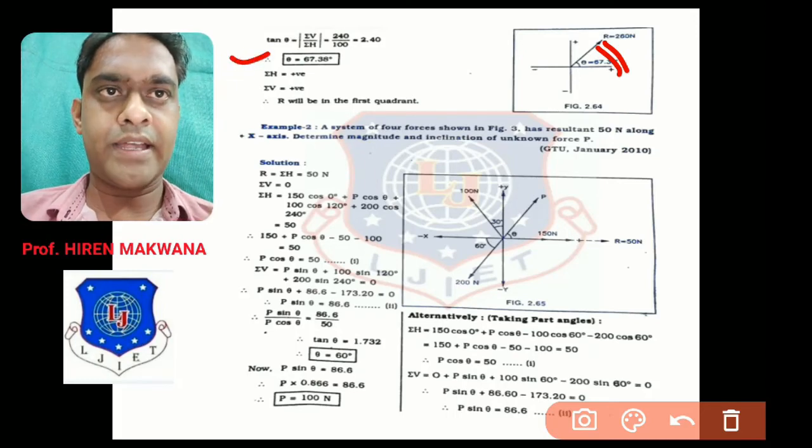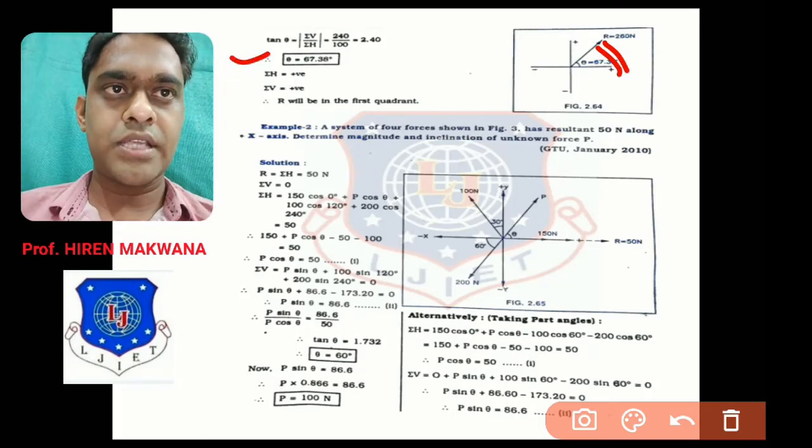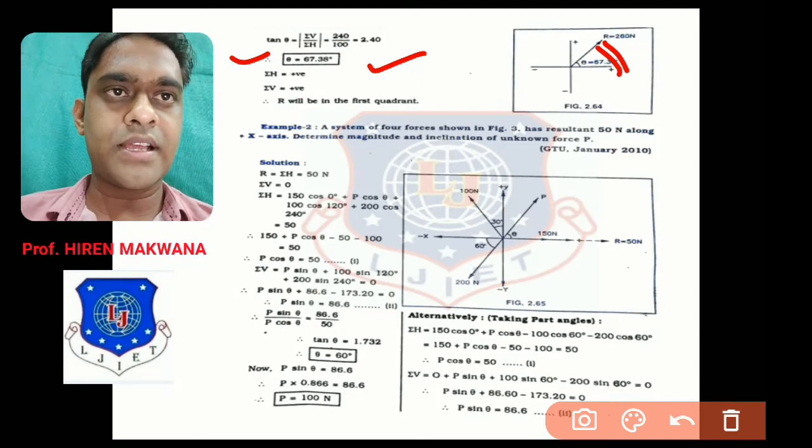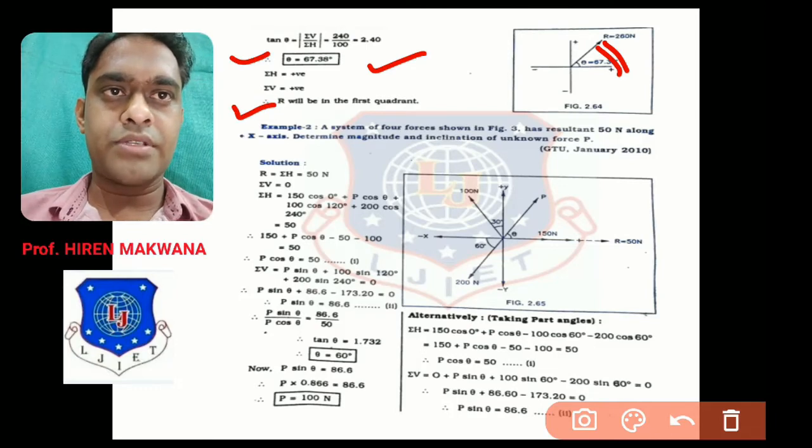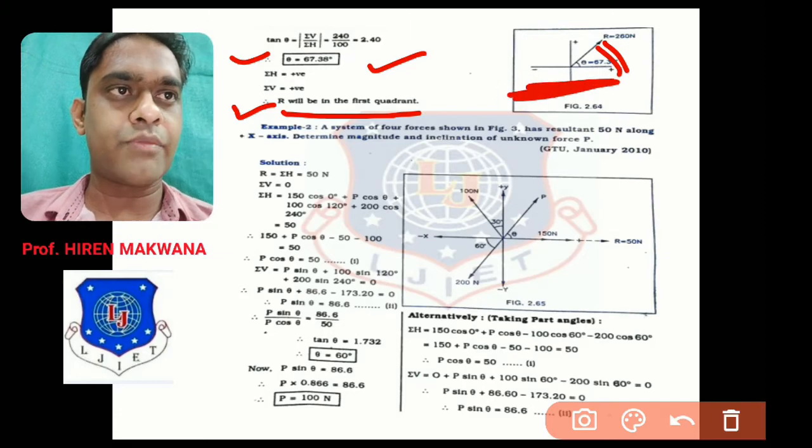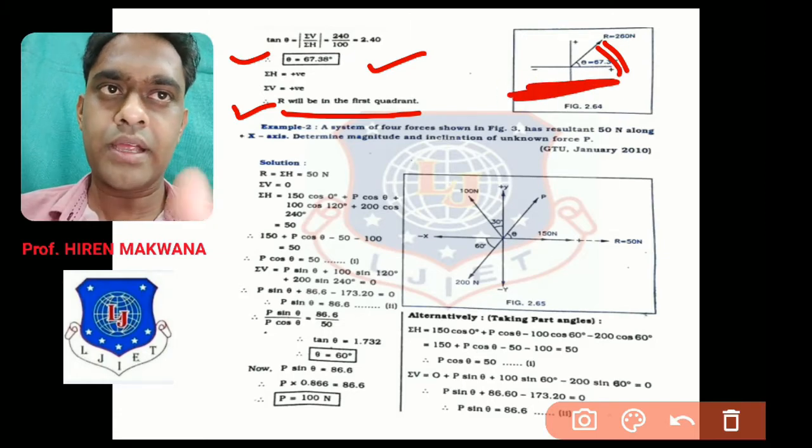So for that, tan theta is equal to sigma v by sigma h. Sigma v by sigma h means 240 by 100, 2.4. Doing tan inverse, theta is equal to 67.38 degree. So sigma h positive, sigma v positive, R will be in the first quadrant, and it is at an angle 67.38 degree with respect to x-axis.